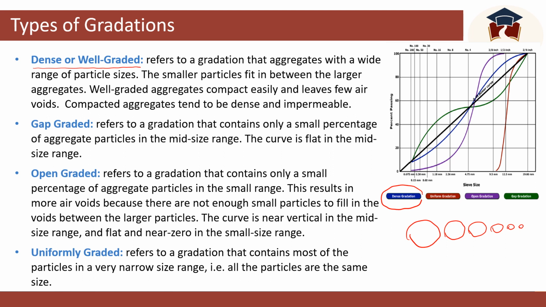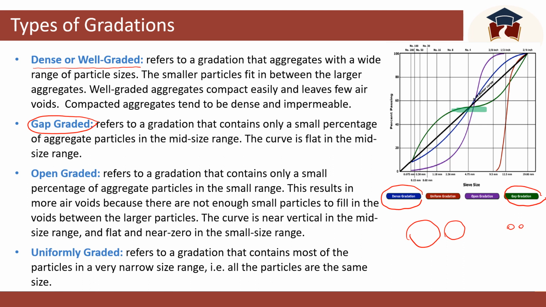Now if you look at the gap graded, you have a gap in the particle sizes. If you take these two sizes away, we get a gap gradation. In the curve here, the gap gradation is the green curve. So you can see a flat horizontal line at the middle. That means you don't have particles remaining in some sieves. The percentage passing doesn't change for that range. So that gives us the gap gradation.